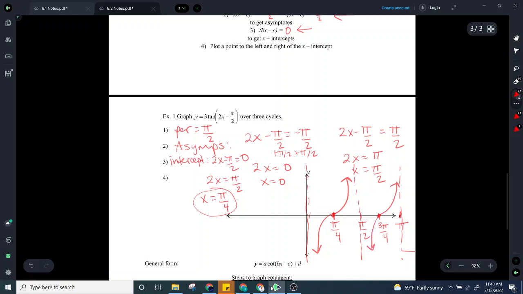Let's do one more cycle on the other side. So where would the next asymptote be? Well, if this is at 0, the next one would be at negative pi over 2, right? So negative pi over 2 there. The halfway point would be at negative pi over 4, which would be where the intercept is. And we're going to go up on the right, down on the left.